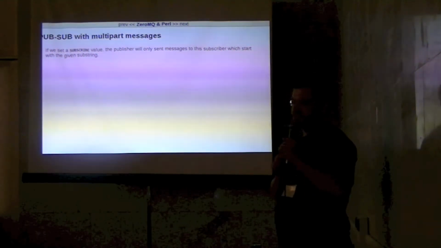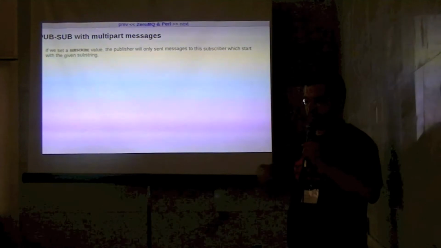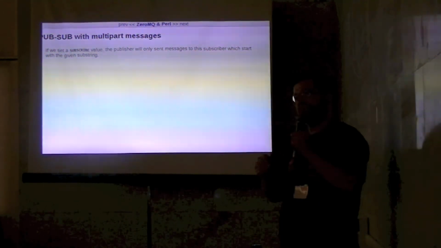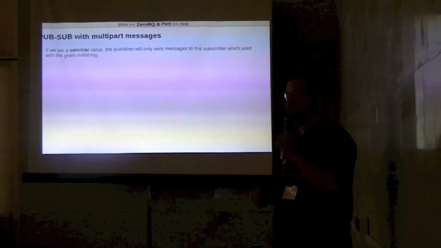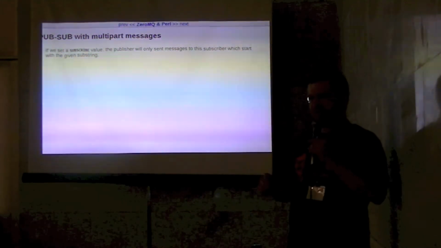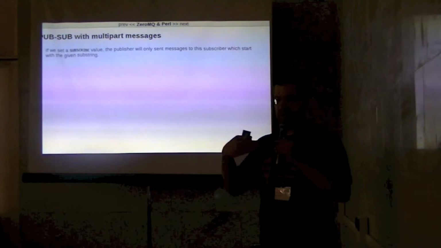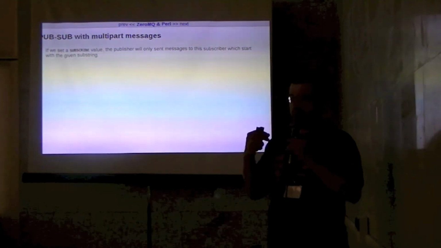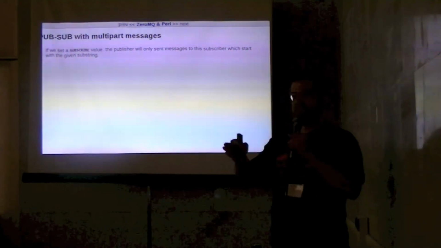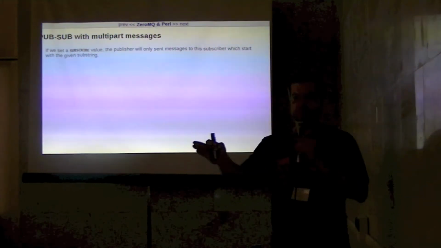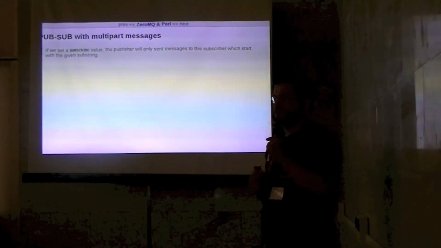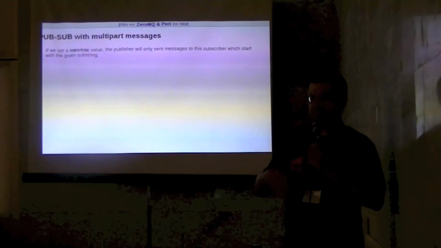If you send one of those subscribe values via the socket, the publisher will only send a message to this subscriber which starts with whatever you subscribe to. The subscription is, if I'm informed correctly, I think they changed it a few weeks ago, handled on the publisher. So the publisher only knows which subscriber is interested in what, and will only send messages to each one if it's matching.